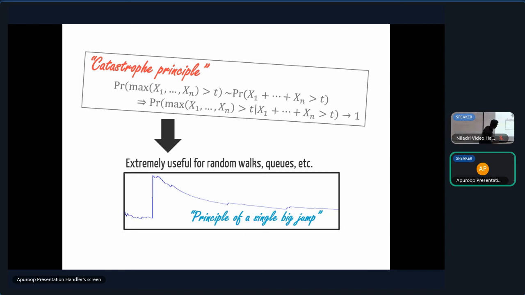This catastrophe principle comes up very often in the analysis of random walks, queues with heavy-tailed workloads, and so on. Because when you have random walks with heavy-tailed increments, you end up with a situation where the most likely reason for the random walk to have done something unexpected, like crossed a certain threshold, is very likely a single big jump, one jump that contributed to the entire deviation that one is seeing.